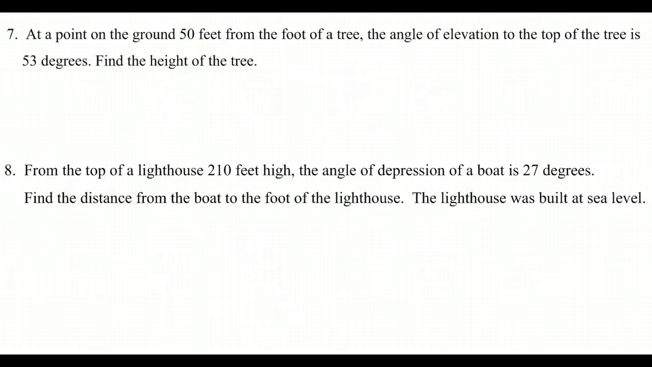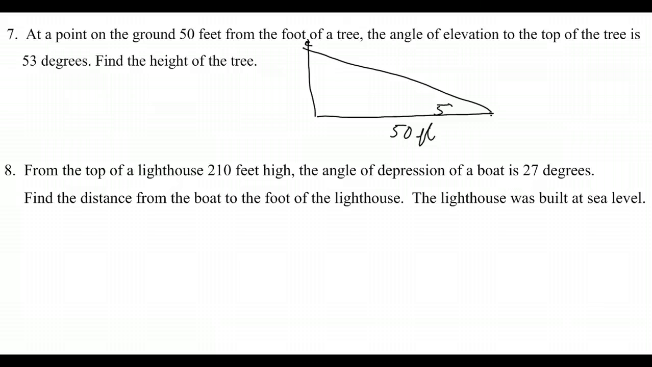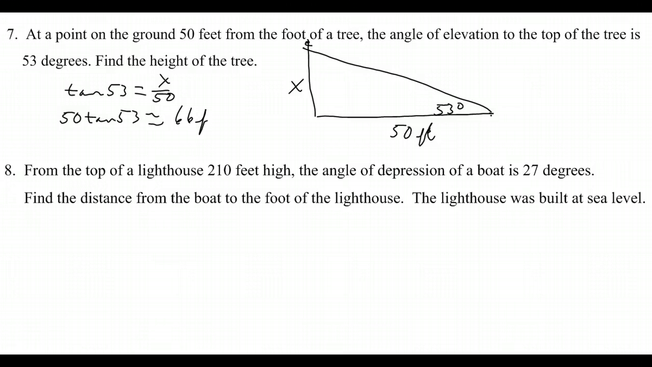At a point on the ground 50 feet from a tree stands the tree. It says the angle of elevation to the top of the tree is 53 degrees, and it wants to know how big that tree is. So in this case, I'm looking for a side. When I'm looking for a side, I notice opposite and adjacent. So the tangent of 53 is going to be equal to the opposite over the adjacent. So here, when I multiply 50 times the tangent of 53, I end up getting approximately 66 feet.